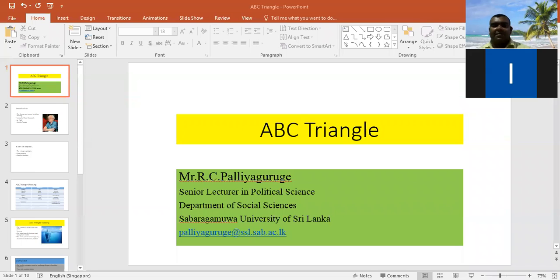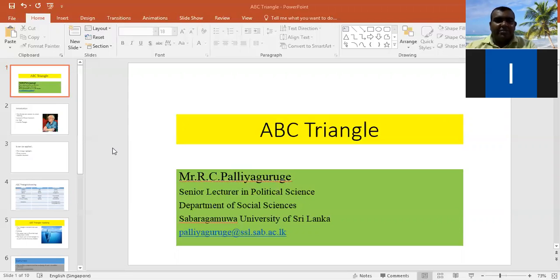Today we have a very small discussion. Actually it is a very simple concept, but we can easily understand it. We can apply this concept to each and every conflict to analyze it deeply. That's the usefulness of this discussion and this concept. It is called the ABC triangle. I think some of you might be aware of this, right?